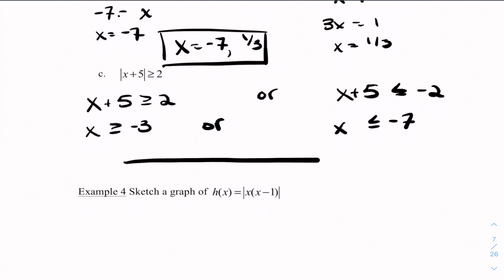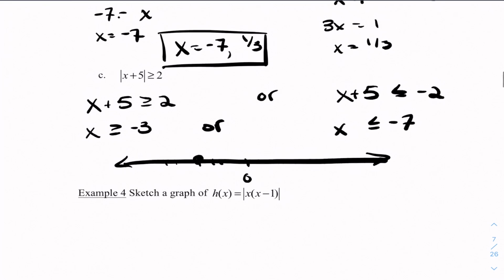What does this look like on a number line? Just to give you a visual. Say we have our origin 0. We have 1, 2, 3. We have negative 3. And then we have 1, 2, 3, 4, 5, 6. Negative 4, negative 5, negative 6, negative 7. Both of these are filled in. And all of the values in the highlighted region give us a solution to this inequality.